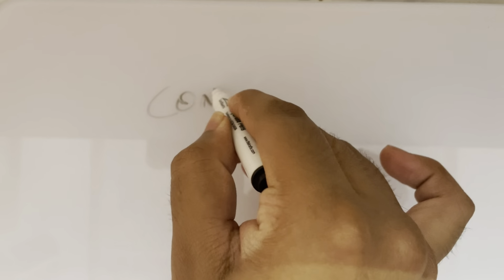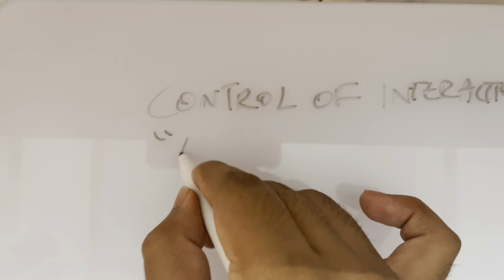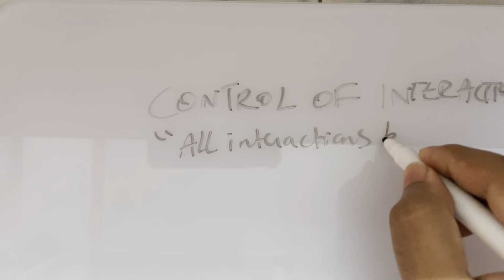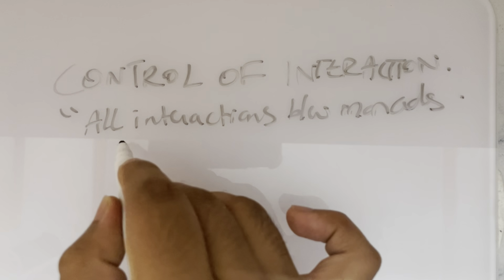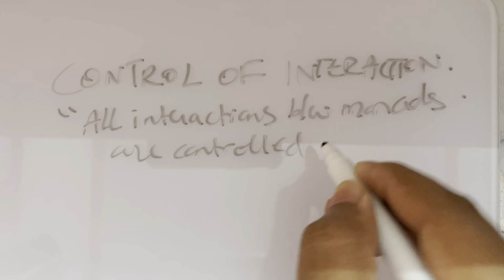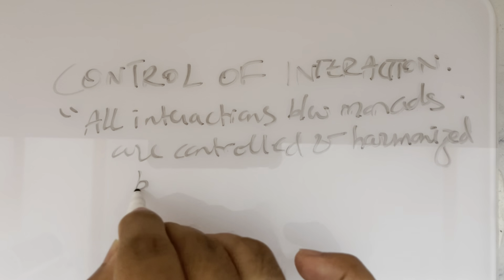Then we have the process of control of interaction. All interactions between monads are controlled and harmonized by God.